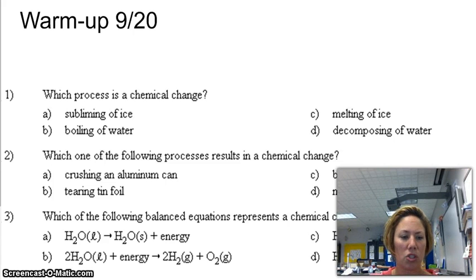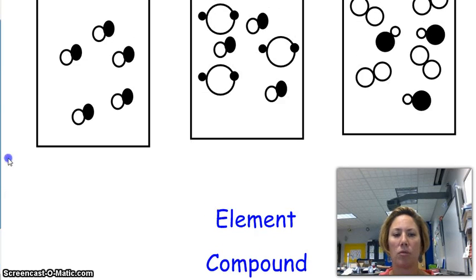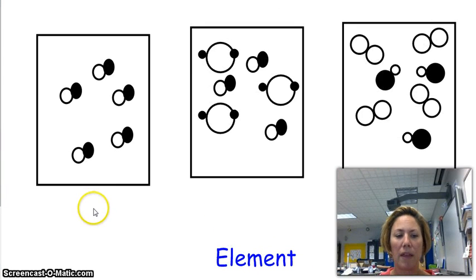So after you finish those questions, I'd like you to draw these 3 boxes. These are 3 separate systems, if you will, and I'd like you to identify each system as either an element, a compound, or a mixture. You'll draw what you see in the boxes, and then you'll label each one as element, compound, or mixture. This will be section 2, element, compound, or mixture. Go ahead and do that now.